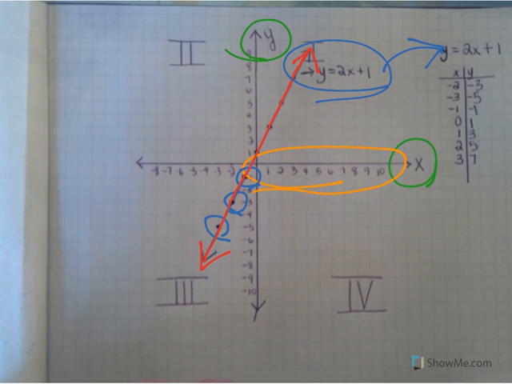You do not need to label the quadrants every time you make a graph, so that you don't need to label 2 and 3 and 4. You just need to know what those quadrants are called.